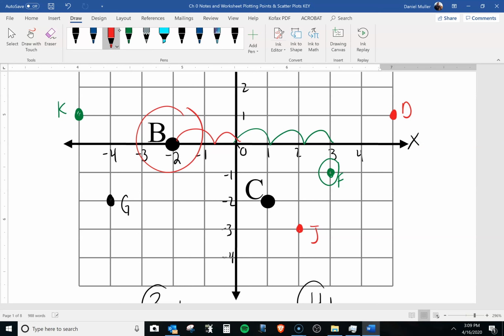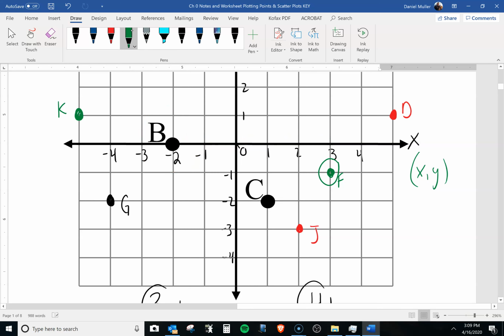But whenever I give a set of instructions, x comma y, it always starts from the origin. So my instructions are starting from here, go 3 to the right, and then down however many we want. So my point H is going to be 3 to the right and down by 2.